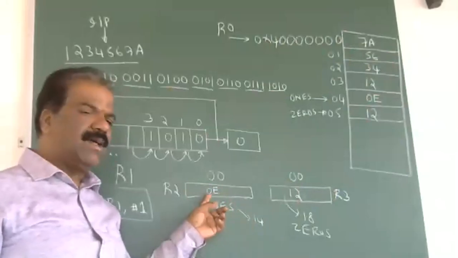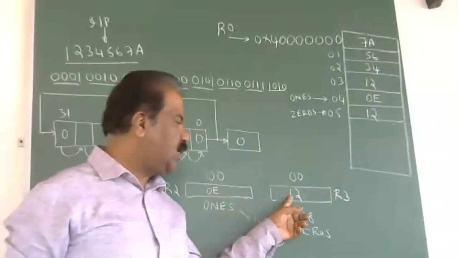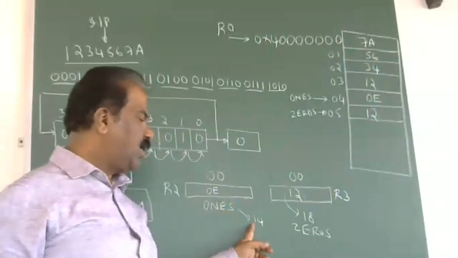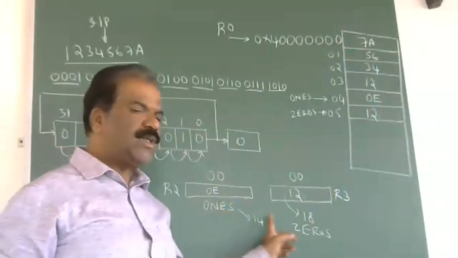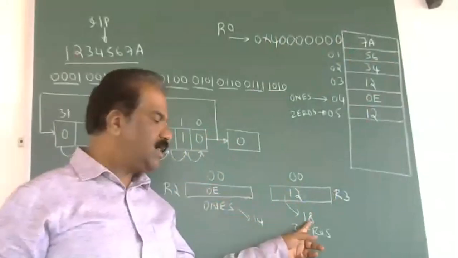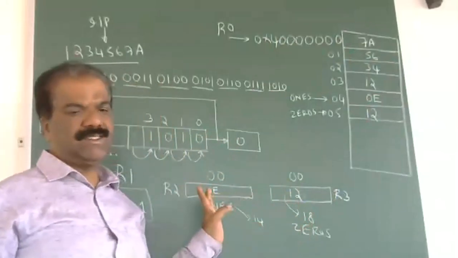The 0E is the hexadecimal equivalent of 14, and 12 is the hexadecimal equivalent of 18. 18 decimal, 14 decimal. If we add them together, it becomes 32 bits. Out of 32 bits, we have 18 zeros and 14 ones.